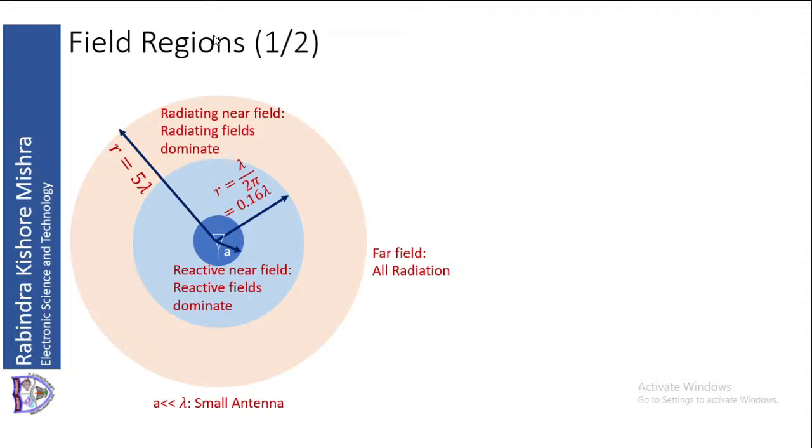This is called the reactive near field. And the radius of this region is equal to lambda by 2 pi, which is approximately equal to 0.16 lambda.